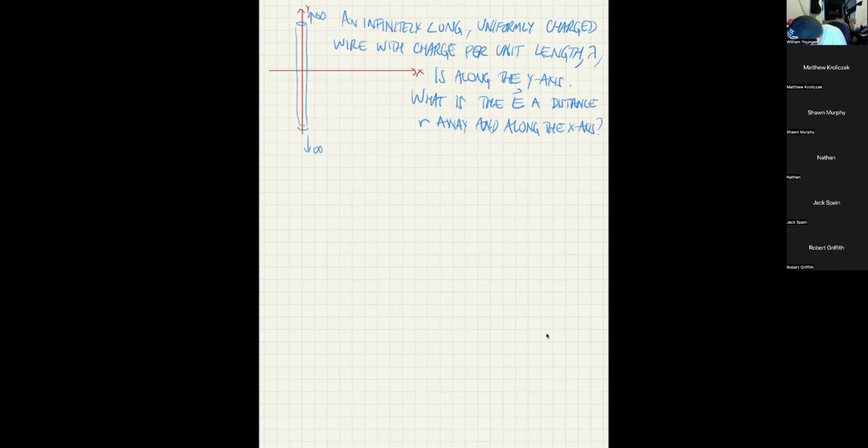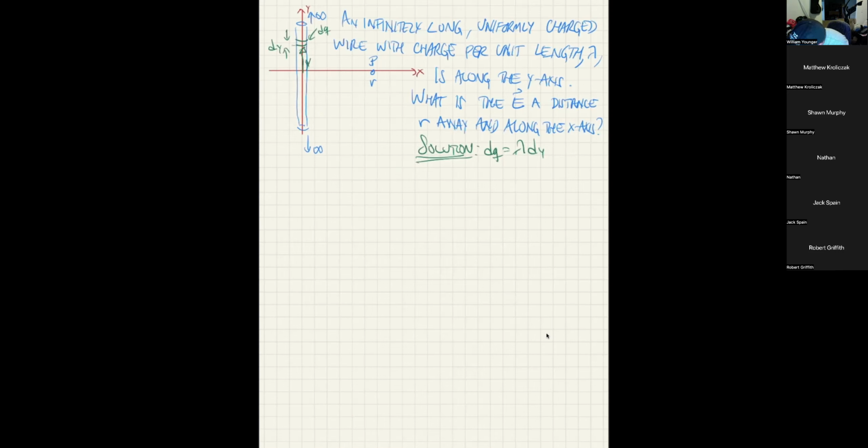So we're saying I've got a point P here that's a distance r away, and I would like to know what is the electric field at that point. So to do this problem, I'm going to say dq is equal to lambda dy. And I'm going to draw dq right here. Okay. And I notice that this distance right here is in fact y.